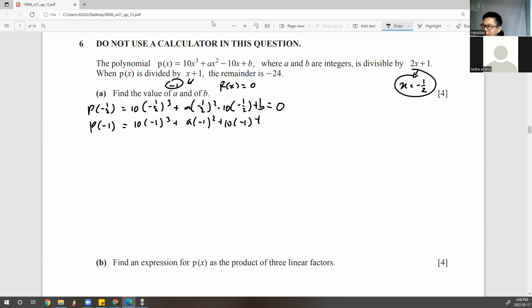The remainder is negative 24, write it down, right? By the remainder theorem, the remainder is 24, just write 24 then, okay? So this is the first equation, and now the second equation.